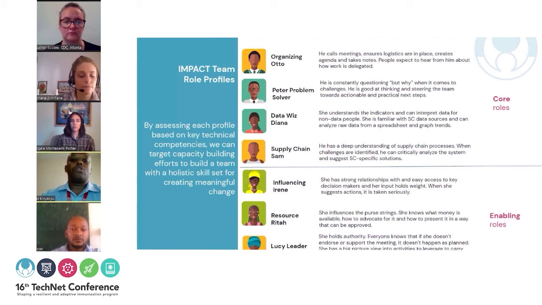So for the core roles, we identified Organizing Otto, who calls for meetings and also ensures that everything is in place in terms of agenda. Then we have Peter Problem Solver, who is also key in terms of solving the key supply chain challenges. Then we have Data Wizard Diana, who provides the data that is key in supply chain decision. And finally, on core roles, we have Supply Chain Sam, who has deep understanding of supply chain processes and challenges.